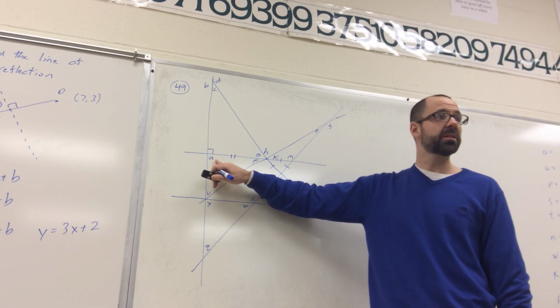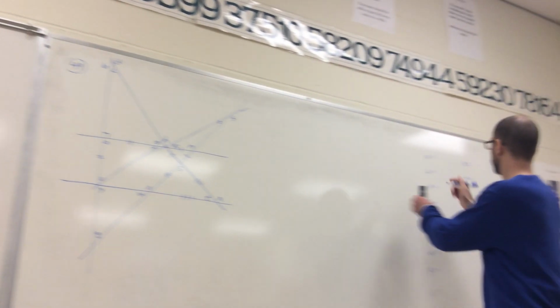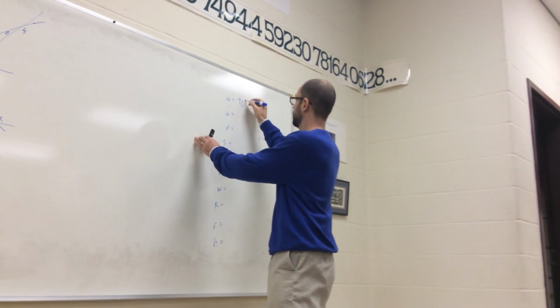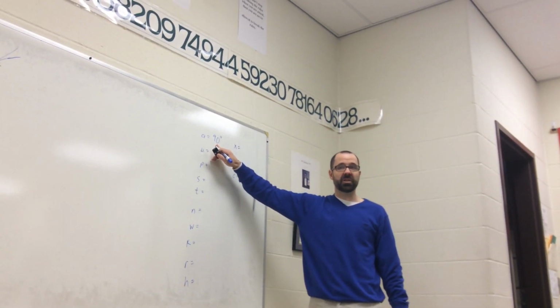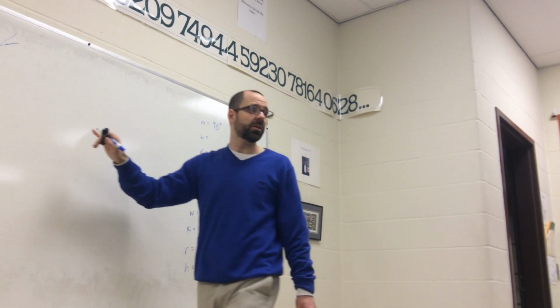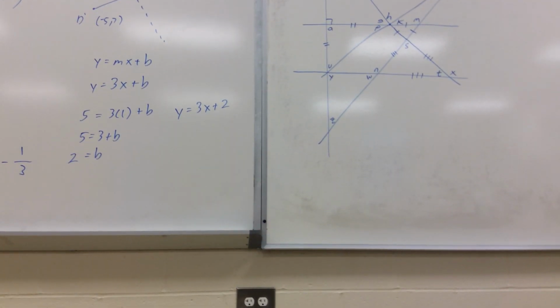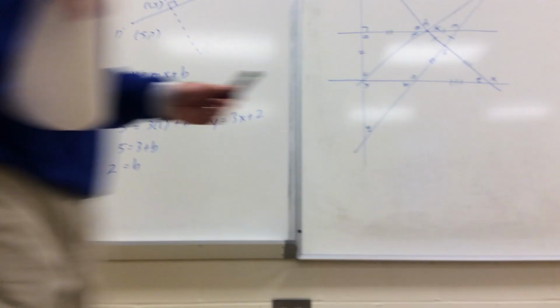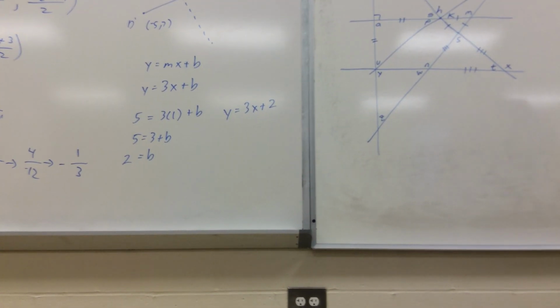Yeah, Judah? 90 degrees, good. So, on your paper, just write A equals 90 somewhere. Yeah, sorry, thank you for reminding me. Appreciate it. All right, so A is 90.